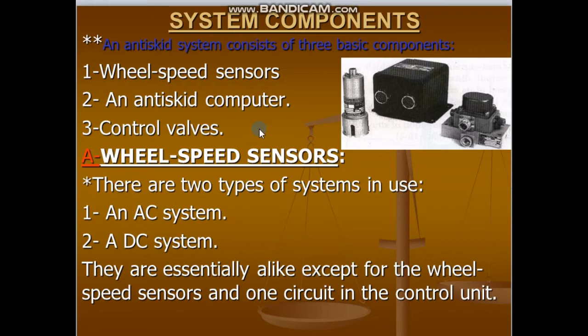We begin with the wheel speed sensors. There are two types of systems in use with the wheel speed sensor: an AC system, which means an alternating current system, where alternating current goes through the sensor, and the second one, a DC system, or direct current, where a direct current goes through the wheel speed sensor. They are essentially alike except for the wheel speed sensors and one circuit in the control unit.